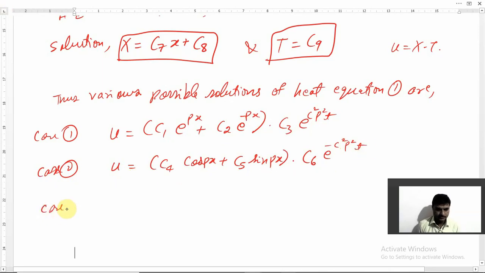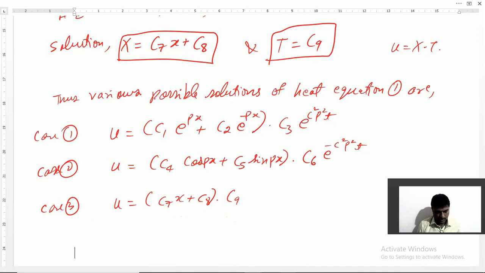And in case 3 again u is equal to x into t. What is x, students? In the above equation you can see x is c7 x plus c8, into c9. These are the solutions, so please go through it once again. Of course, these three solutions we have chosen are consistent with the physical nature of the problem, students. We have found the solutions for the equation, so please go through this equation.